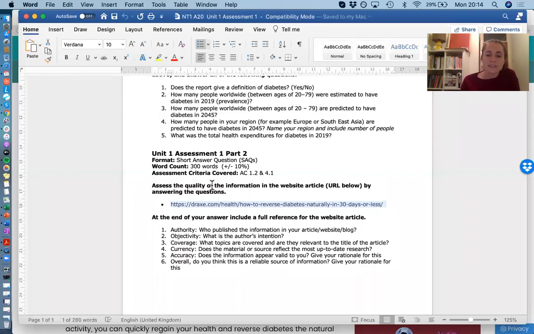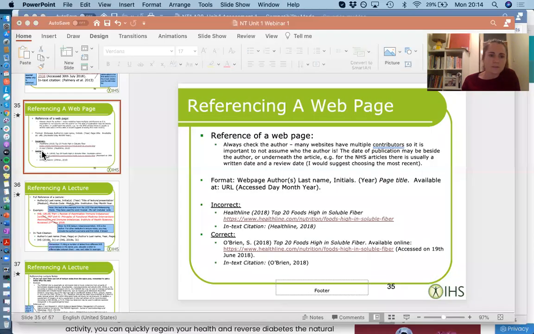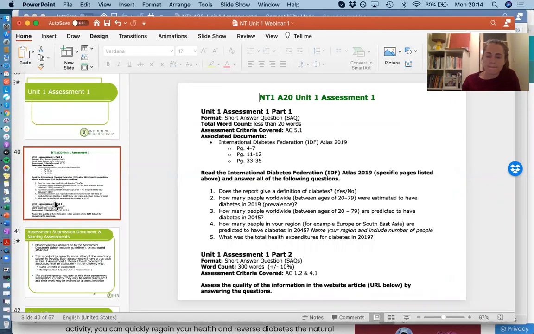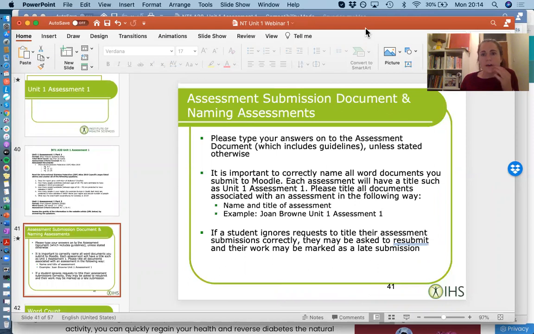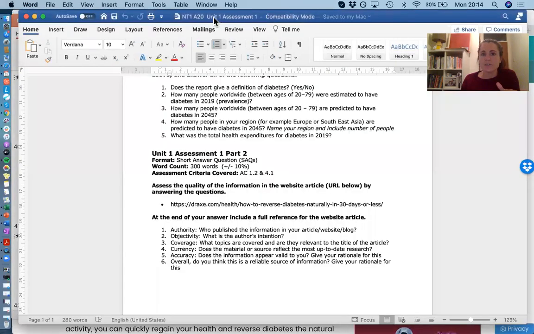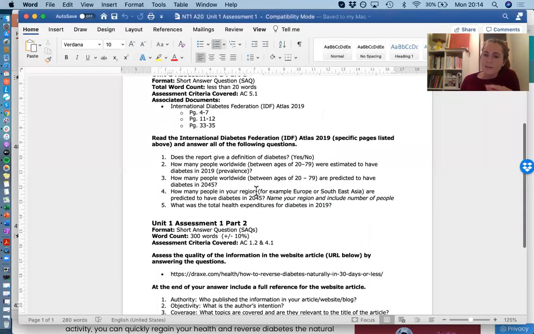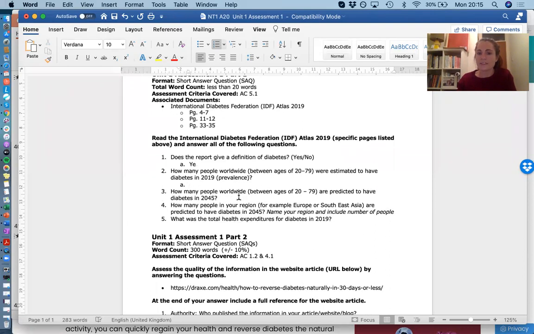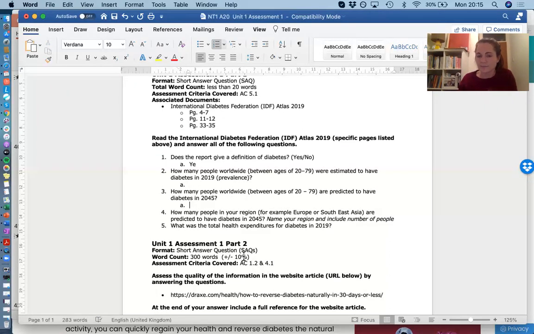The other thing is submitting the assessment. So let me just show you this. I haven't shown you this yet, but this is how we ask you to submit the assessments. So this document here, the Unit 1 Assessment 1 document, you can write your answers onto this document. So if you just put down here, you know, yes, whatever the answer is. So what we want you to do is write your answers onto this document itself.